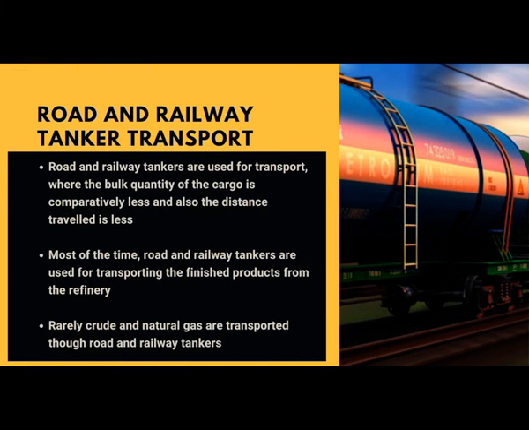The third one is road and railway tanker transport. Road and railway tankers are primarily used for moving the refined products or finished goods from the refinery. But there are places where crude oil can also be transported through road and railway tanker transport. Of course, this is not a cost effective method, but it is still employed in select locations.